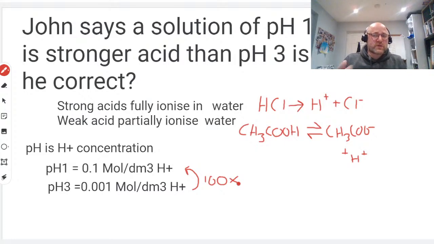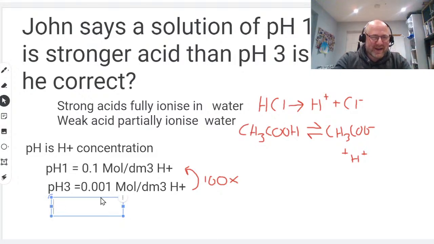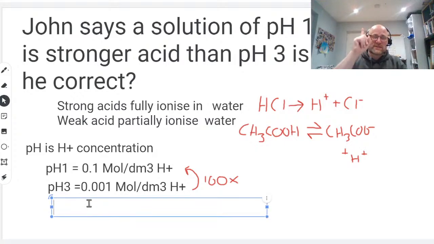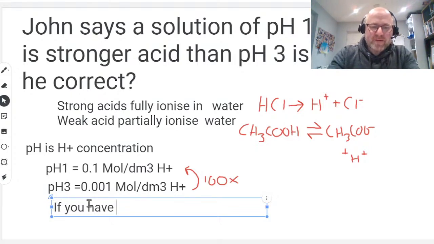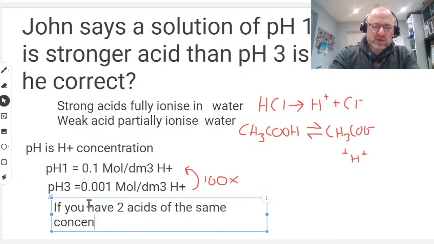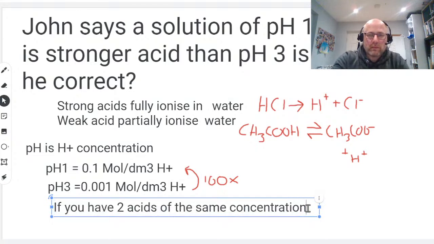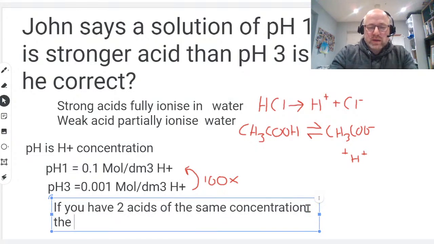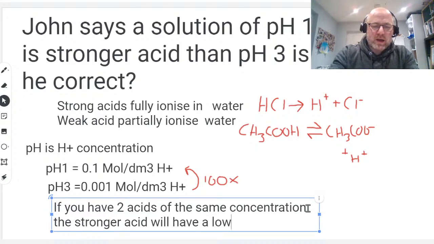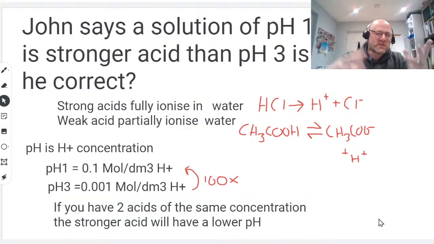This could be like a 6-mark question because there is one more bit that I can say. What John could say. Okay, here's what John could say. All right, good old John. He could definitely make this definite statement. What he should have said is, if you have two acids of the same concentration, the stronger acid will have a lower pH. But that's quite a difficult concept to understand.